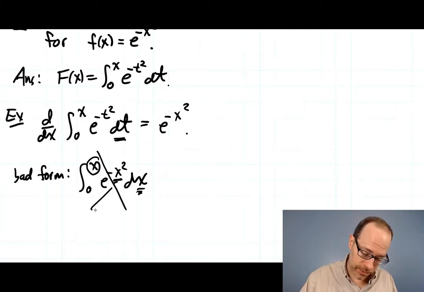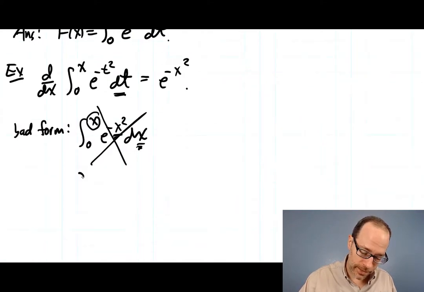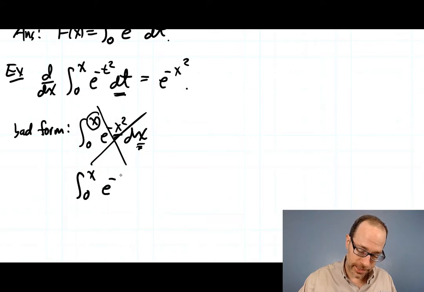So don't write it this way. Write it 0 to x, any other letter on the inside. T is a common one, but whatever makes you happy.